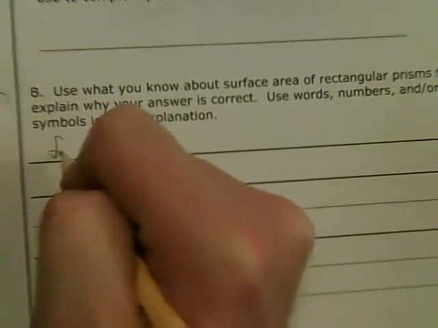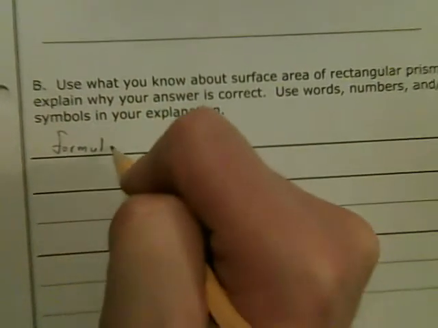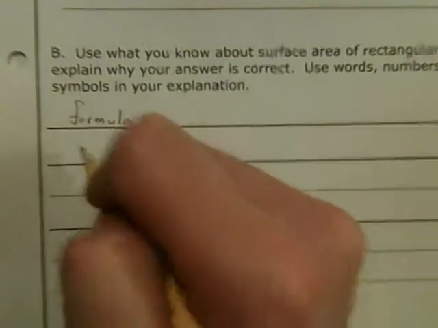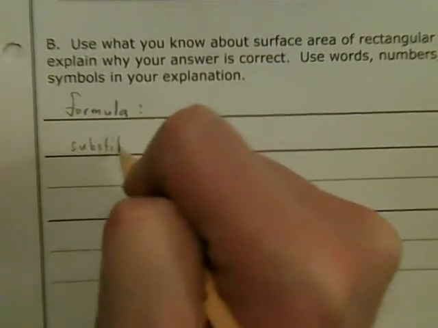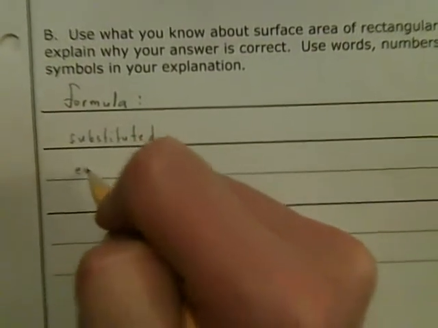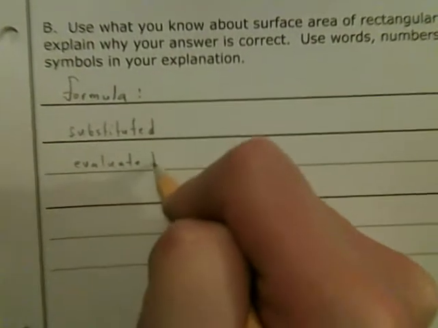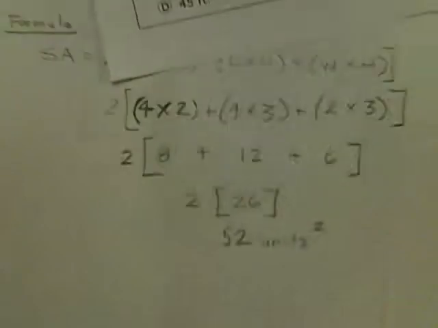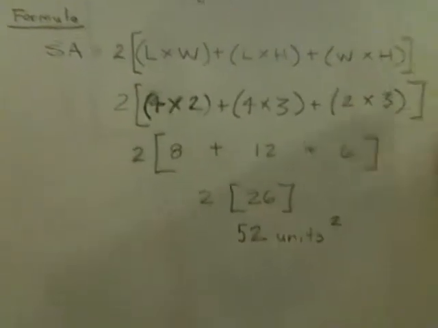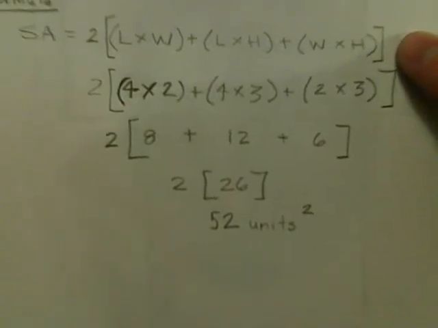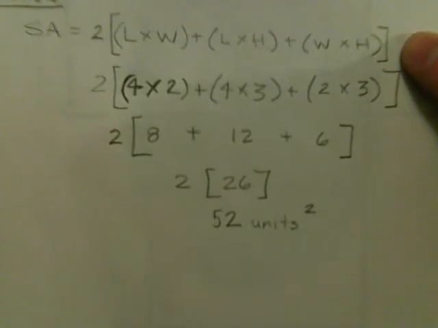So it says surface area of a rectangular prism. So you would write the formula, which I'm not going to write again right here because I've shown it to you a couple times. You'd write the formula, and then you'd say what you did. You substituted, and then you evaluated. You could say solved using the order of operations or anything like that. And again, the most important piece of information for your child or for you is the formula. Surface area equals 2 times the quantity of the length times the width plus the length times the height plus the width times the height.